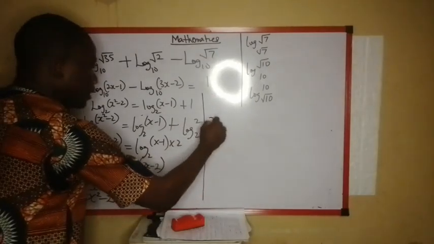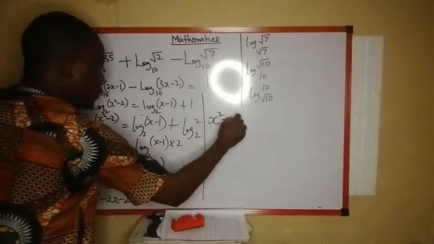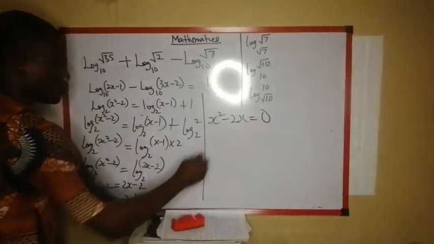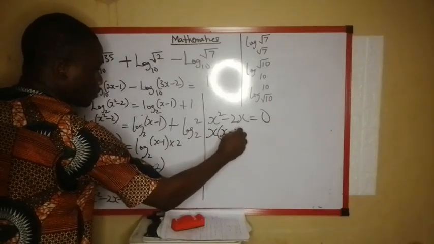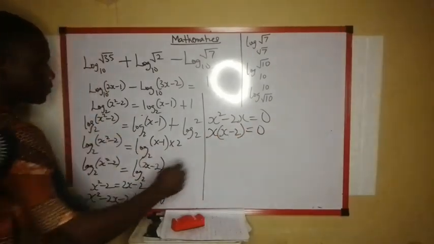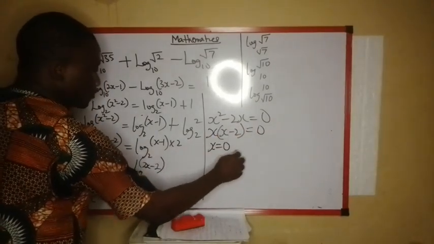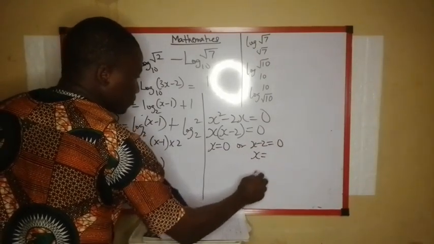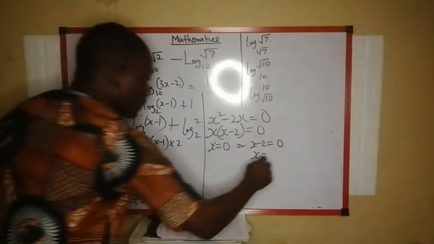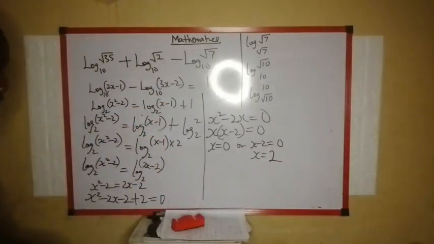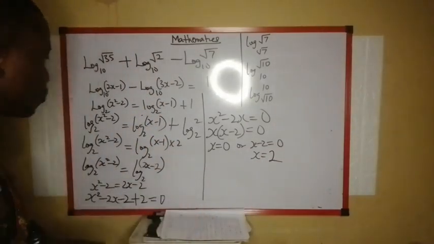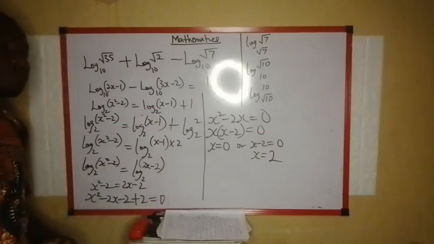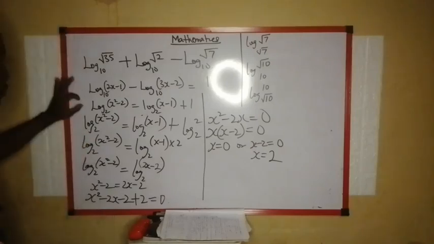So we have x squared minus 2x equal to 0. So it implies that x into x minus 2 equal to 0. It implies that x equal to 0 or x minus 2 equal to 0. This is x equal to, take minus 2 to this side, it will become plus 2. So x equal to 0 and x equal to 2. That's for the last question which we have here.